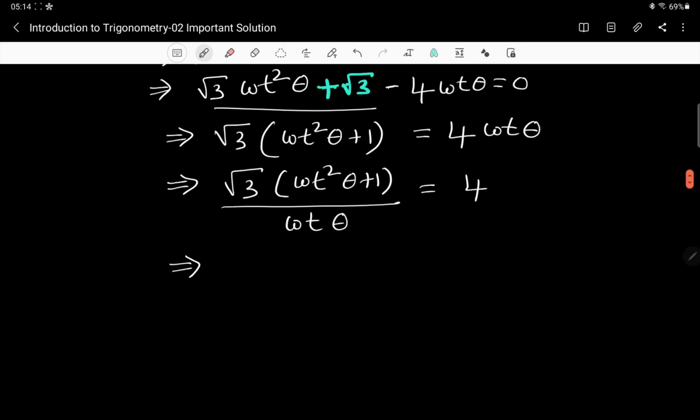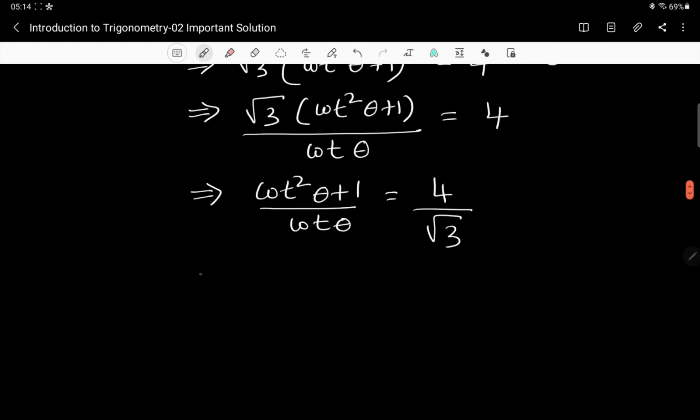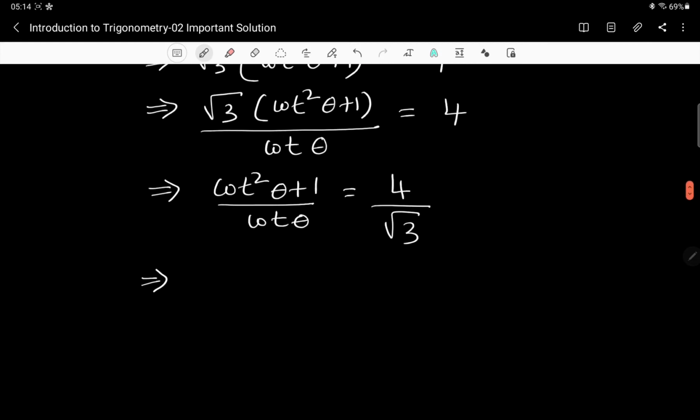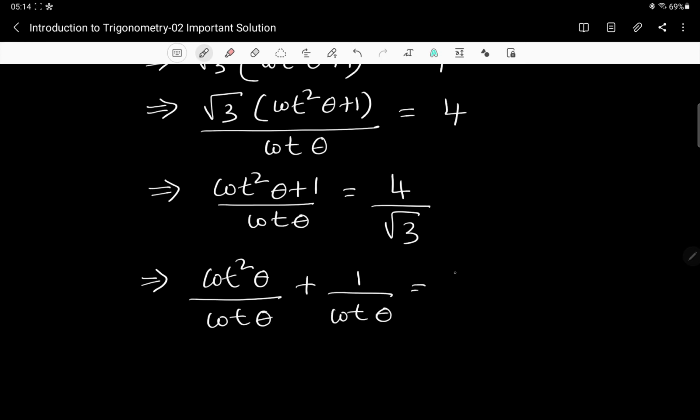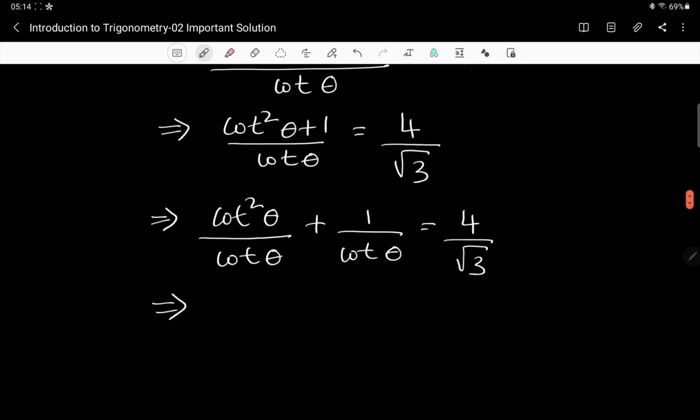All right, so now let us send this root 3 also that side. So what remains here? Cot square theta plus 1 divided by cot theta, and that is equal to 4 by root 3. Observe how this solution is being done. Cot square theta plus 1 divided by cot theta can be written as cot square theta divided by cot theta plus 1 divided by cot theta, and that is equal to 4 by root 3. All right, so in cot square theta divided by cot theta, two cot theta are there, so one will get cancelled, here also one will get cancelled.